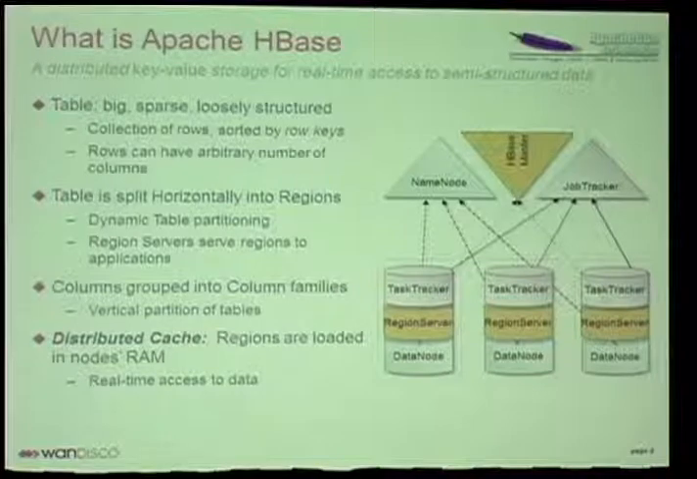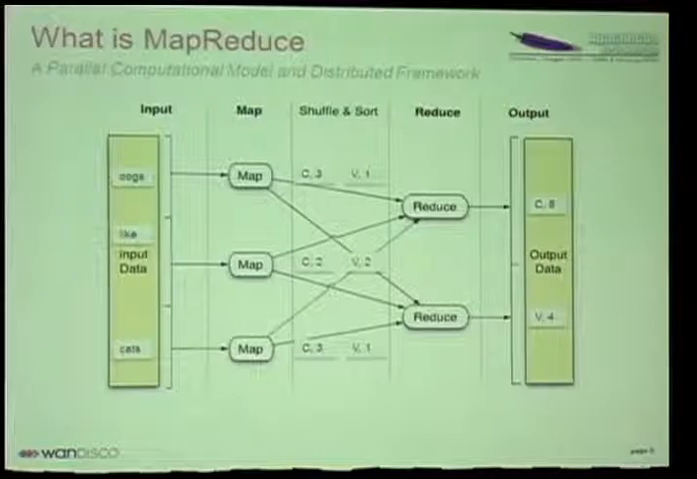Rows can have an arbitrary number of columns. The distributed nature of HBase is that it can be split horizontally into regions, and also it can be split vertically. If there are too many columns, then you have to split vertically, and those boundaries on which you split HBase vertically are called column families. HBase can be considered as a distributed cache because it caches regions, the pieces of the table, in RAM, and then serves them quickly so that applications and consumers of data from HBase could do real-time processing of that data.